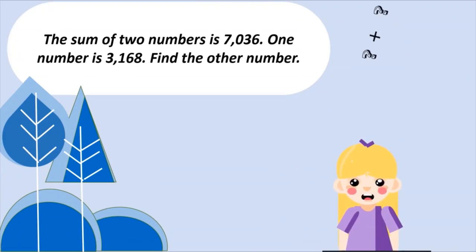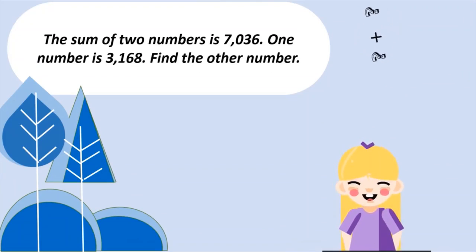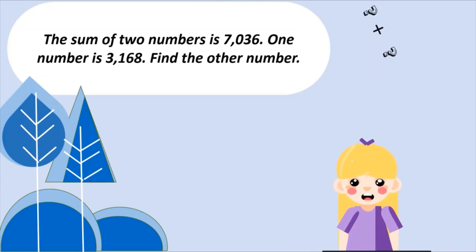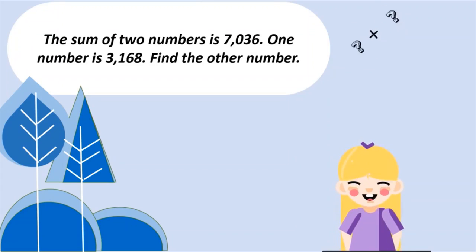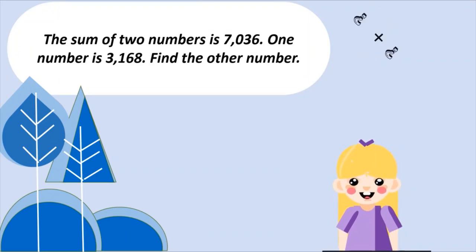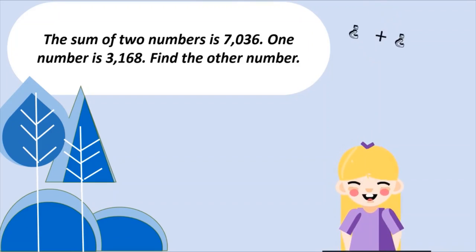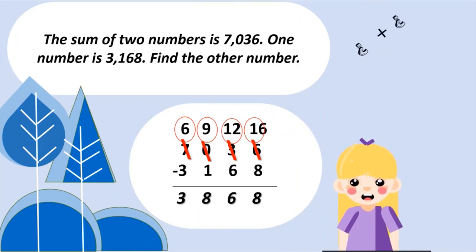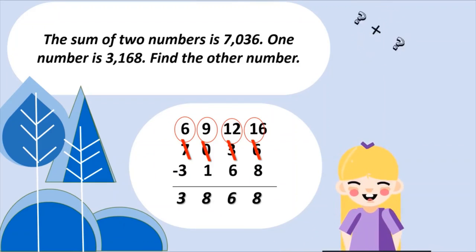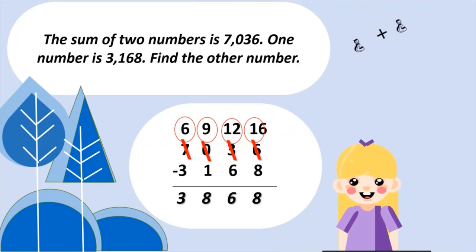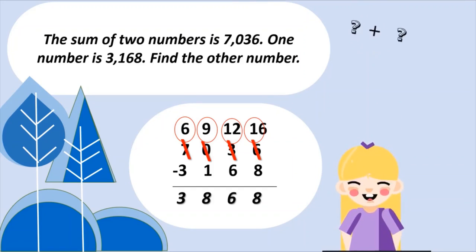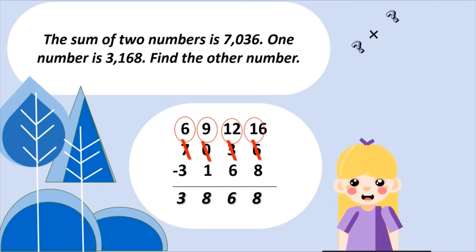Next sum. The sum of two numbers is 7,036. That is, when you add two numbers, the number is 7,036. Now, if one number is 3,168, we have to find out the other number. So, if one number is 3,168, what will be the other number? When we subtract 3,168 from 7,036, we get 3,868 and that is the second number.